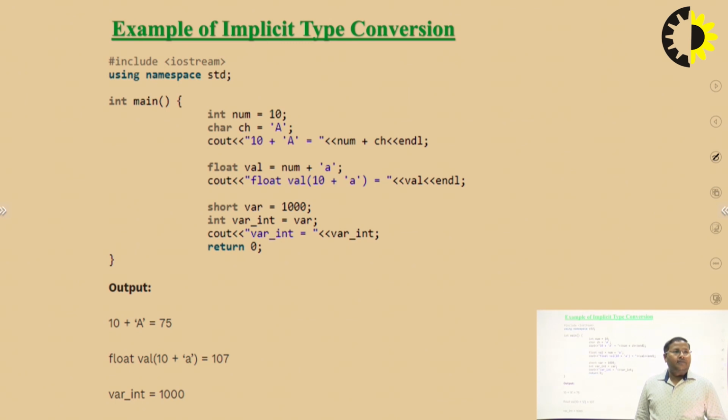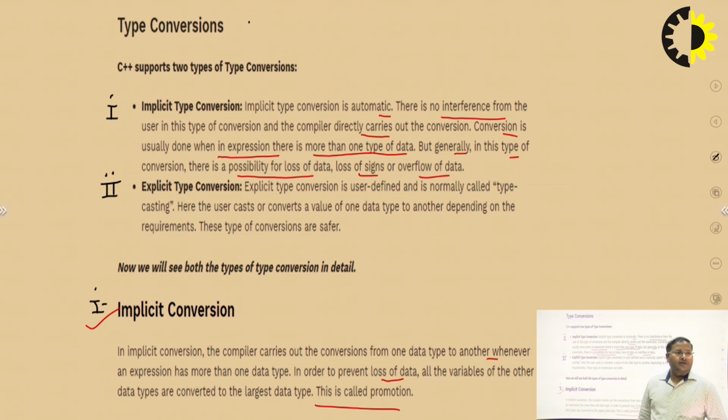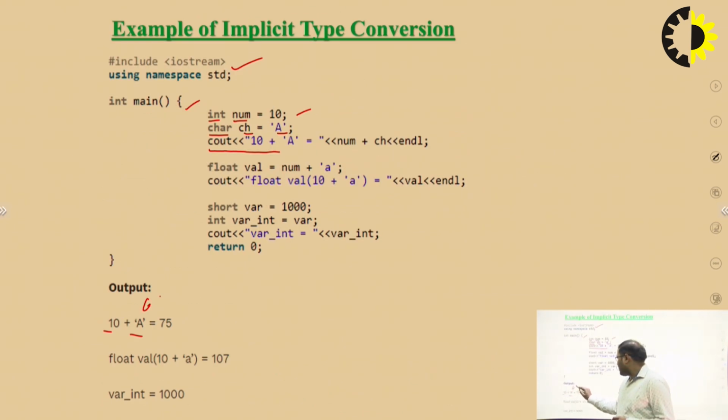Here I have given one example to show implicit type conversion. I have written a program in C++, include iostream. In the main function, I have taken a variable named num, data type integer, and its value is initialized equal to 10. Another variable is ch of character type, and it is capital A in single quotes. We want to show in the output 10 plus A. The ASCII value of A is 65, so type conversion will occur, and 10 plus 65 equal to 75 will come as the output.